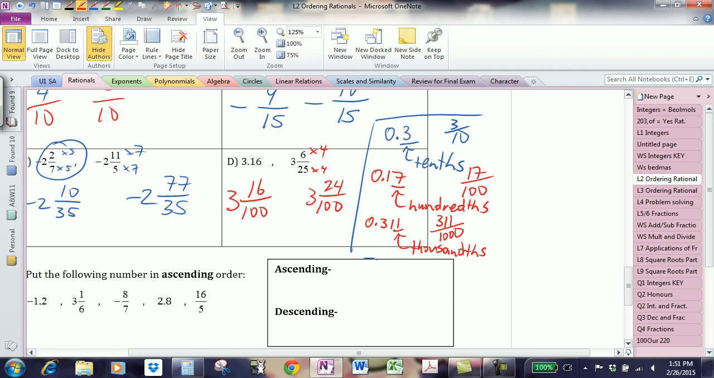Okay. So which one is larger? Well, we have no negative sign, so now this one's larger. Okay? No negative signs. Bigger numbers, larger.